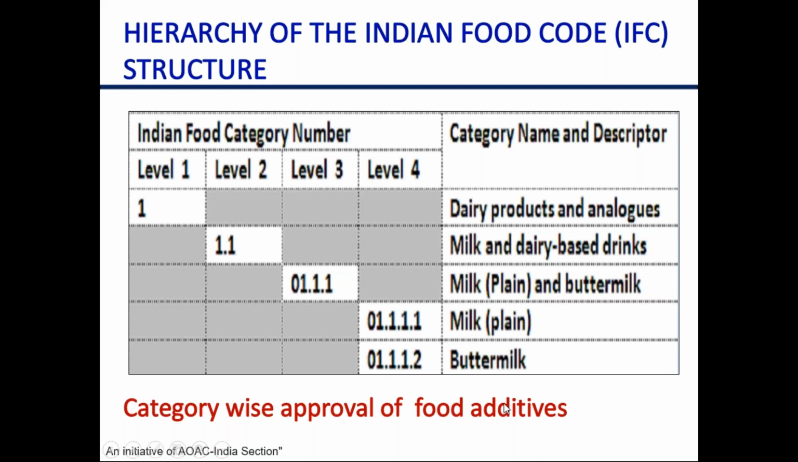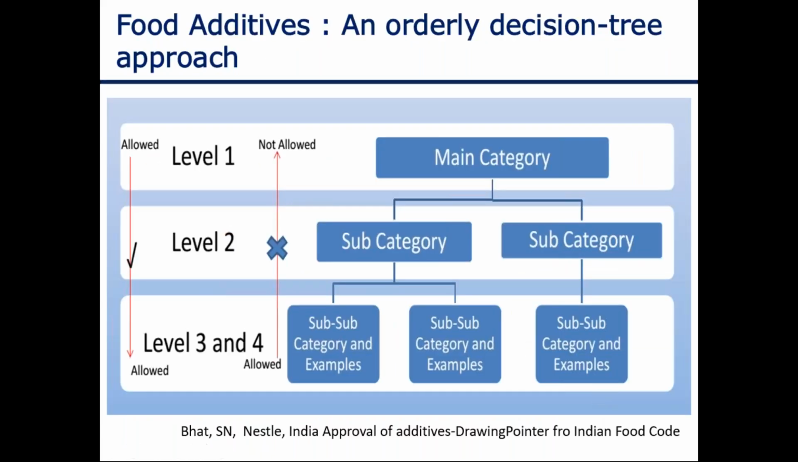So there is a category-wise approval of the food additives. And so you see, when you look at it, you have a main category, which is level 1, you have a subcategory, which is level 2, and you have a subcategory, which is level 3. So what is unique about the food additive tables and decision is, it is an orderly decision tree approach. If it is allowed in the main category, it will be allowed in all the categories to follow. So it will be allowed in the subcategory and the subcategory of that.